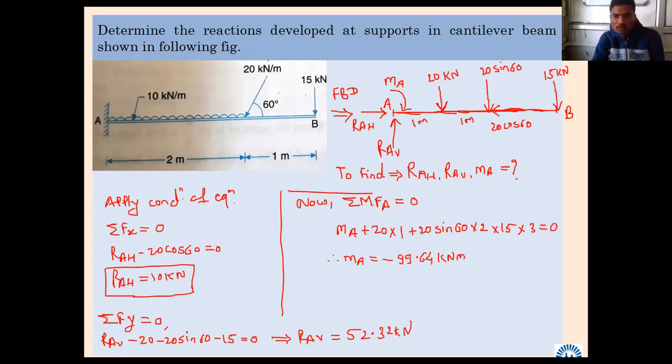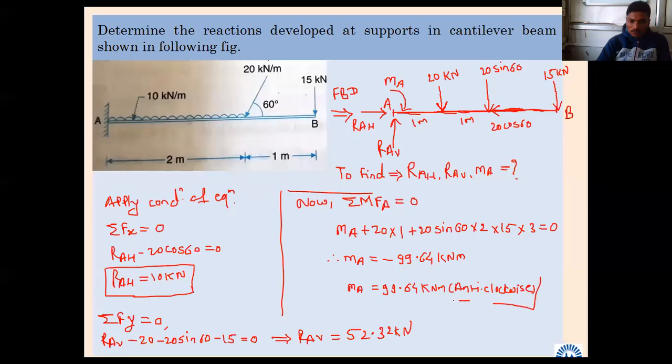What does the minus sign indicate? The direction we have assumed is opposite. Yes. What we have assumed: direction of moment clockwise. But actually how is the moment? Anti-clockwise. That's why, or in between here you can write moment equal to 99.64 kilonewton meter, in bracket anti-clockwise. You can write in this way also.